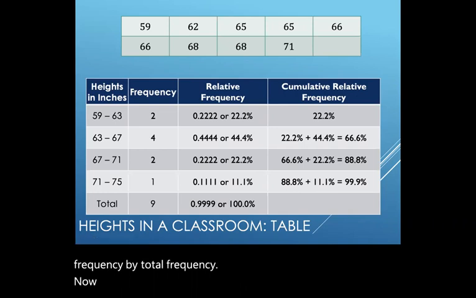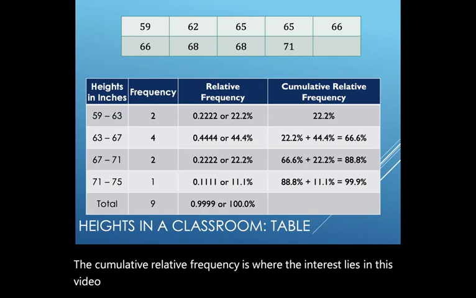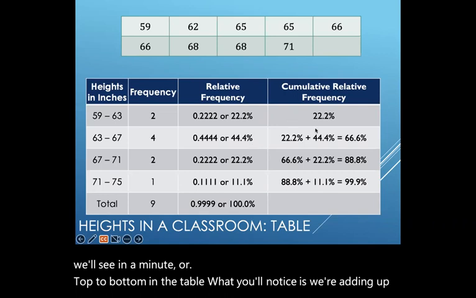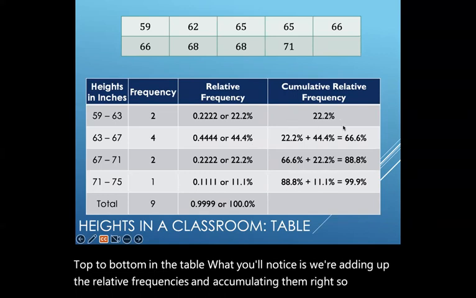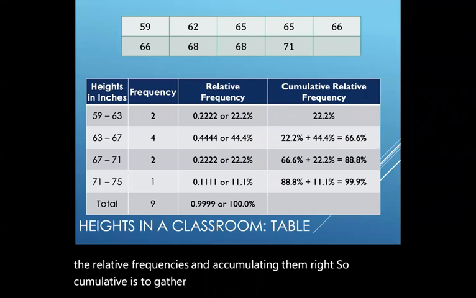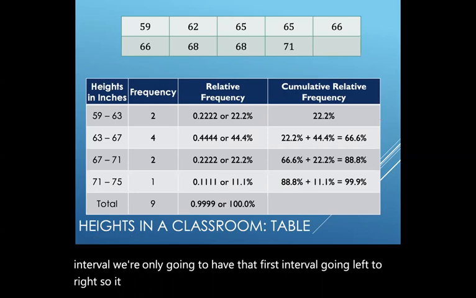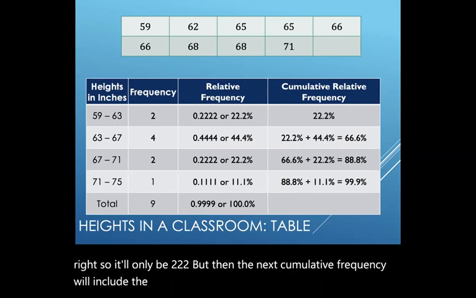Now, the cumulative relative frequency is where the interest lies in this video lecture. If you look as you go from left to right across the graph, which we'll see in a minute, or top to bottom in the table, what you'll notice is we're adding up the relative frequencies and accumulating them, right? So cumulative is to gather together. When you look at the first interval, going left to right, it'll only be 22.2. But then the next cumulative frequency will include the next interval, or the next bar in the histogram, or the next value in the table.